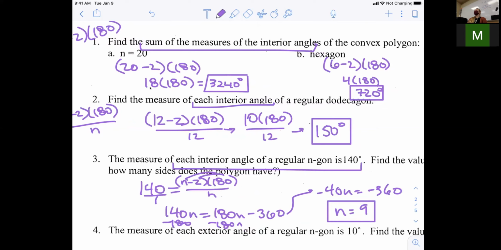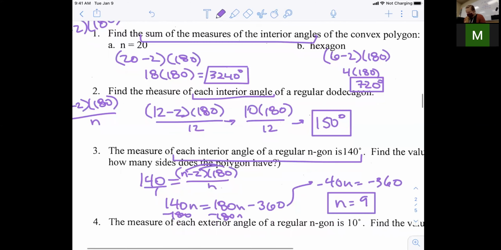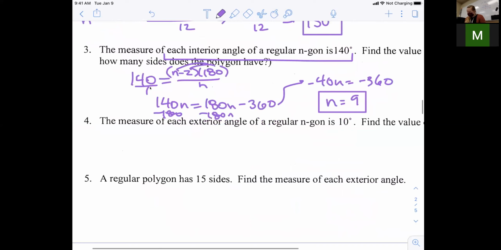This is one of the hardest problems on this paper. Just the algebra can sometimes trip us up, but do we understand how we plugged it in? Yeah? Okay, we got 2 more. Any questions on the first 3? Okay. The measure of each exterior angle of a regular n-gon is 10 degrees. What's the sum of all the exterior angles?